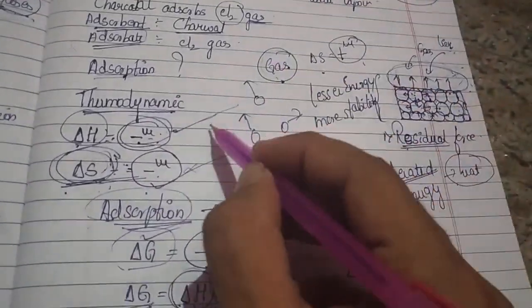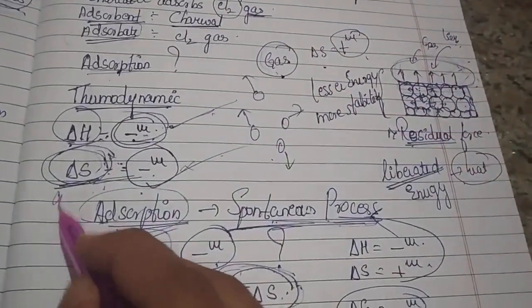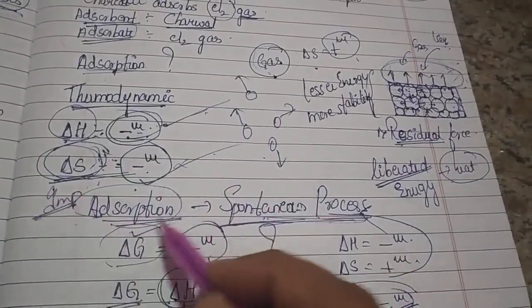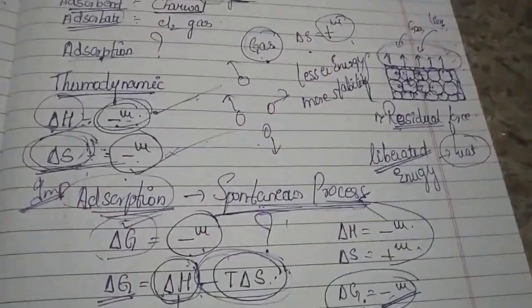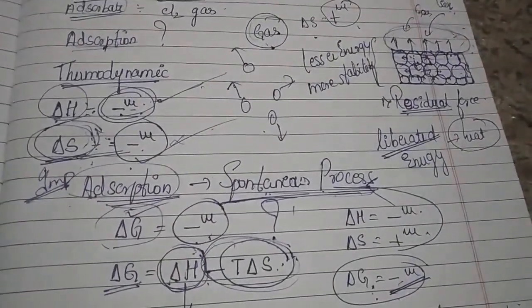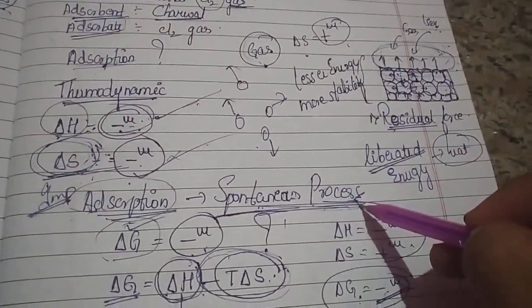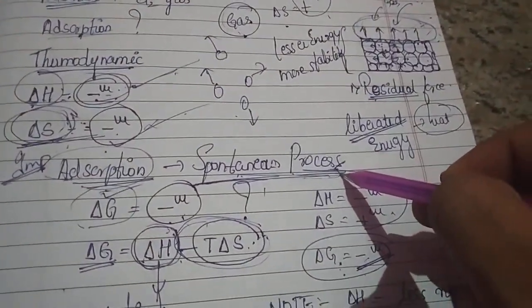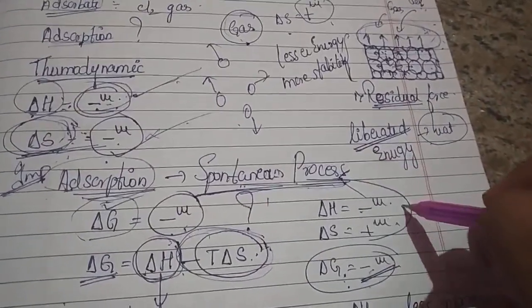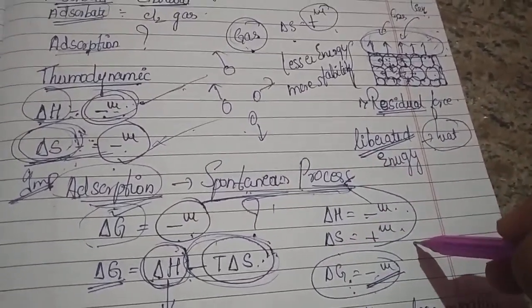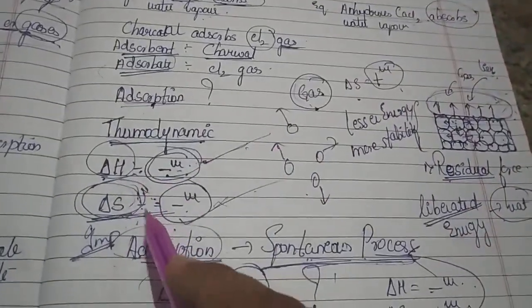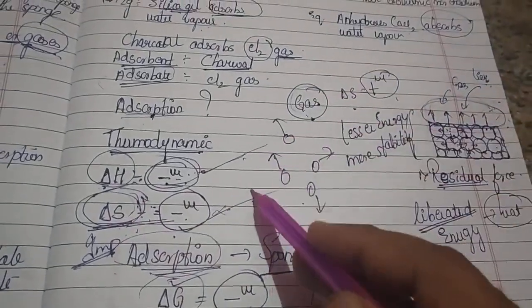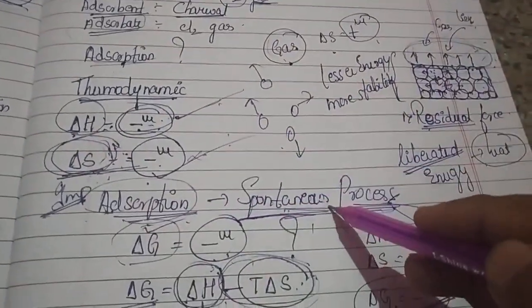But considering these two points, the important point one has to remember is that adsorption is a spontaneous process. Why am I saying it is an important point? In order to say adsorption is a spontaneous process, we should have delta H negative, whereas delta S should be positive. But in adsorption, what is happening? Delta S is negative, but still adsorption is a spontaneous process.